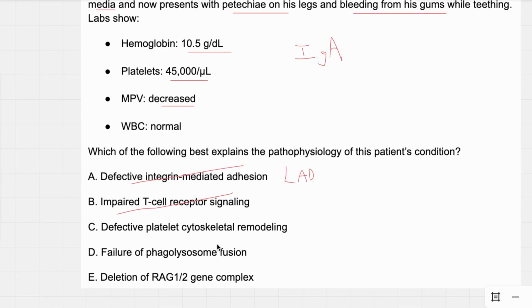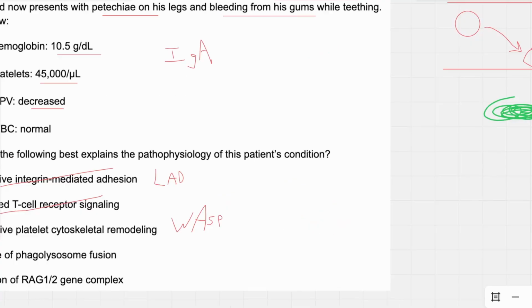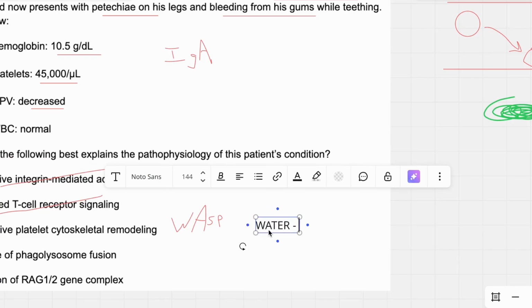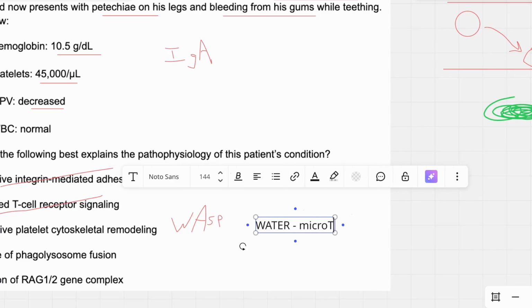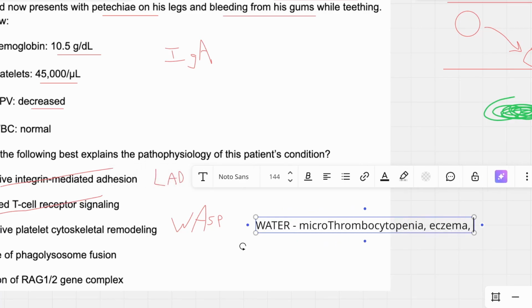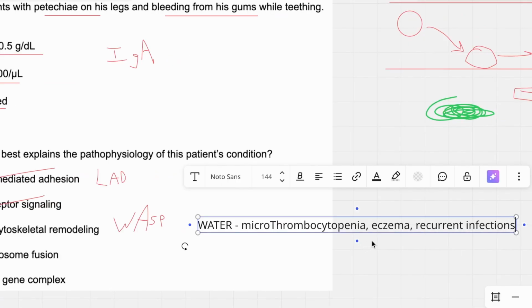Defective platelet cytoskeletal remodeling classically refers to Wiskott-Aldrich. That one's associated with the WASP gene. There's a great mnemonic to help you remember Wiskott-Aldrich. It's pretty easy. It's just WATER. The W and the A stand for Wiskott-Aldrich. The T is microthrombocytopenia. The E is for eczema, and the R is for recurrent infections. So it's a pretty solid mnemonic.